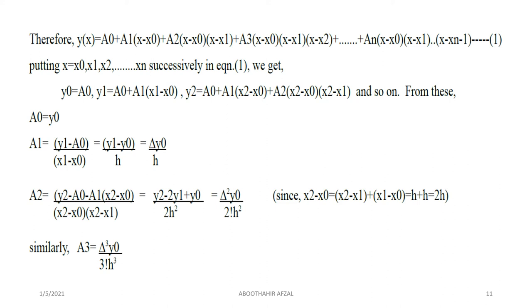So the next step is to find the coefficients of this polynomial, that is equation number 1, in terms of the data points. That means, not the data points, but the differences, the difference operators. I told you the first difference operator is delta y0. So what is delta y0? It is y1 minus y0. So what will I do? I just put the values of the first point. I know the values of x0 and y0. So I put the values x0, y0.